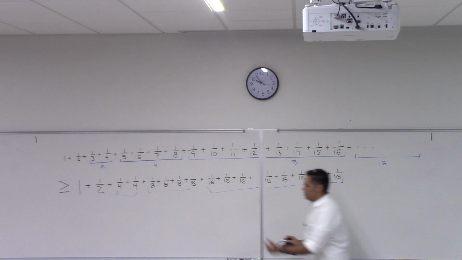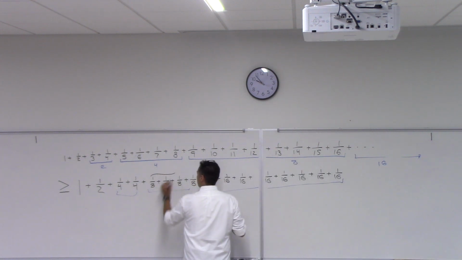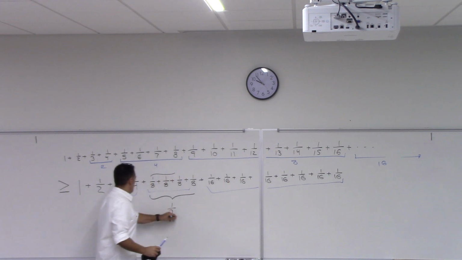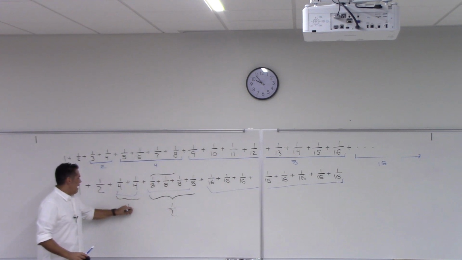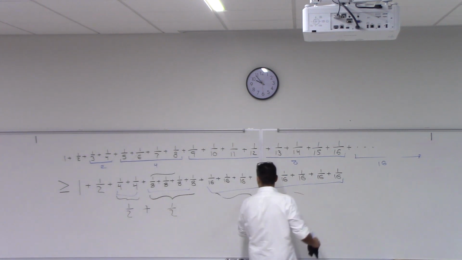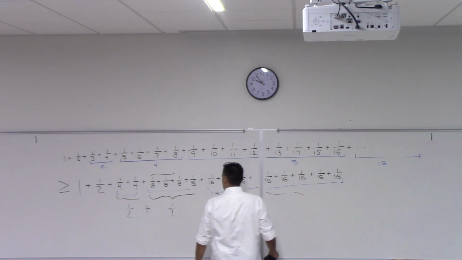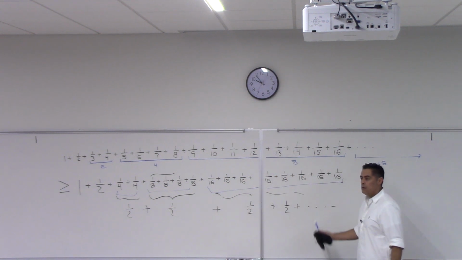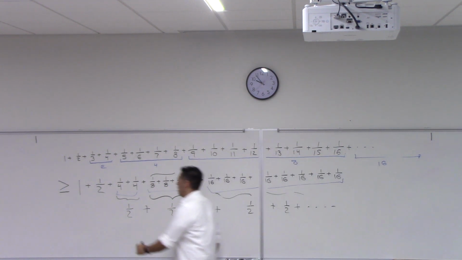Now, what can you tell me about this number right here? What is this number? That's a half. What's this number? A half. What's this number? A half. And that's going to keep going, right? Forever? So what we're saying here is this.